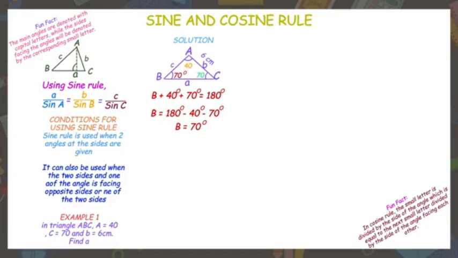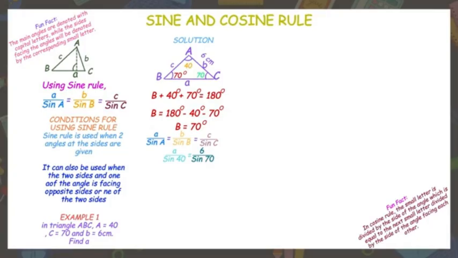And what do we have in sine rule? We have it as A over sine A, which is equal to B over sine B, which is equal to C over sine C. We may not necessarily need all the three parameters. We may only need two here, going by that question. So that means we are going to have A over sine 40 degree, which is equal to B, 6 centimeter over sine B, that is sine 70 degree.